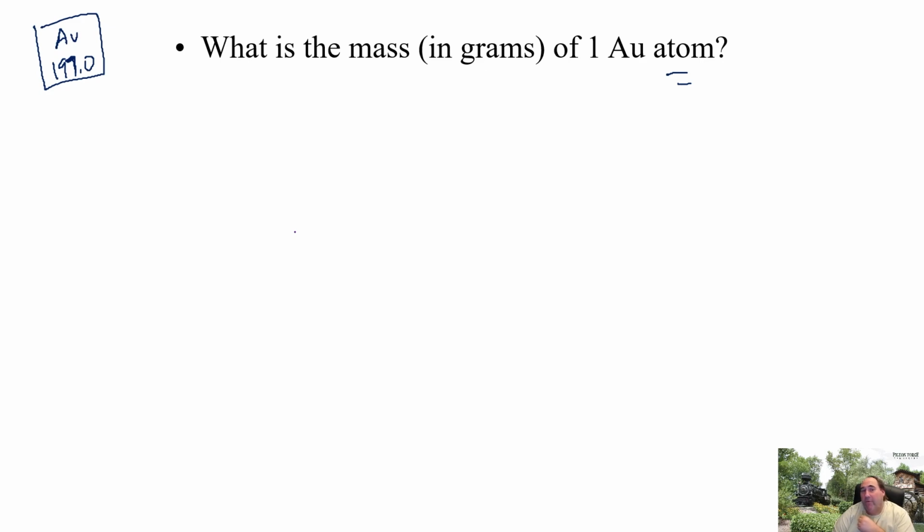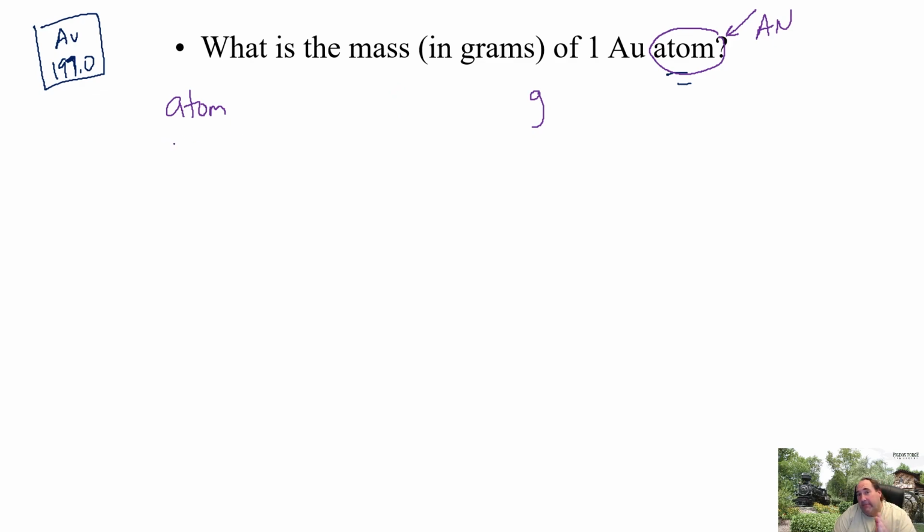So here we're looking for what is the mass in grams of 1 gold atom. So clearly here we have atoms, and we want to get all the way down to grams. So the key is, should I need to use Avogadro's number in this case? And the answer is, yeah, I do, because that's the key word there to tell me probably need to use Avogadro's number somewhere along the way.